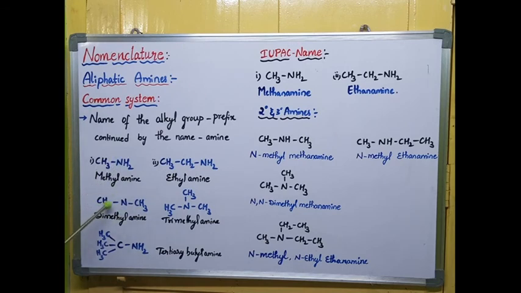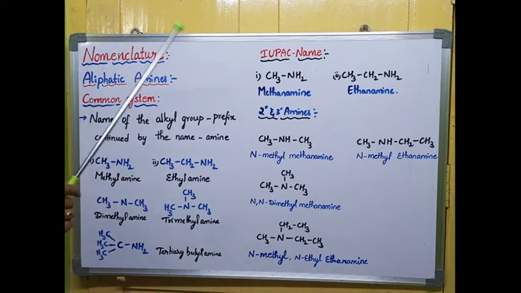Now let us see this one. You can see CH3 and CH3. Two methyl groups are present, so you can use the prefix di: dimethylamine. Here you can see three methyl groups are present, so trimethylamine. Now here this is a carbon which is attached to three CH3 groups, so that is a tertiary carbon. So this is tertiary butylamine. Butyl because four carbons are present. Tertiary carbon is the one attached to three CH3 groups. Next, coming to IUPAC.